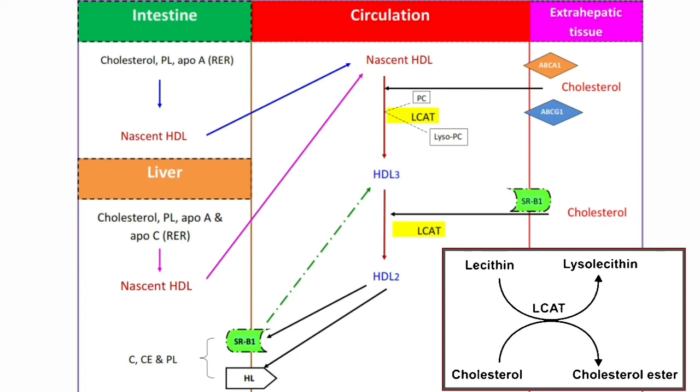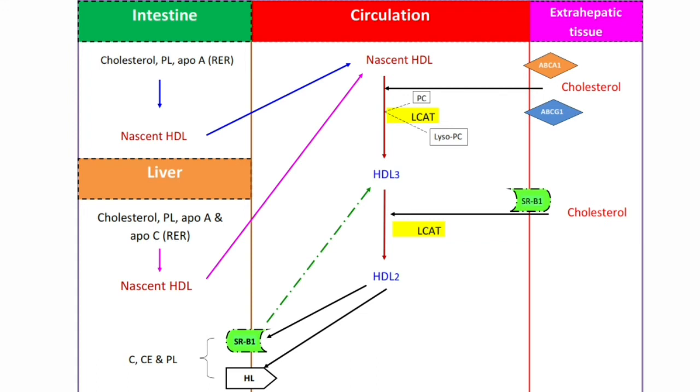Due to this, cholesterol is stored in the core of the lipoprotein, that is HDL, in the form of cholesterol ester. In simple terms, the function of this enzyme is that it modifies the cholesterol which is entering into the HDL by adding a fatty acid, so that cholesterol is converted into cholesterol ester. During this modification, the phospholipid, that is lecithin, is converted into lysolecithin. Now, HDL3 is formed. This HDL3 is again converted into HDL2.